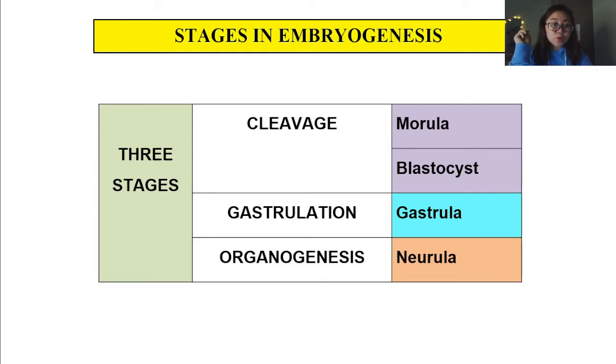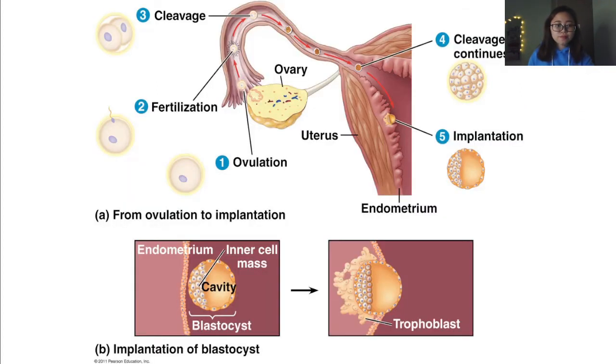You should also know that there are 3 stages in embryogenesis, which is cleavage stage, gastrulation stage, and organogenesis stage. And you can also see here what we call that developing embryo at each of the stage. Pada stage ini kita panggilnya apa? Stage ini kita panggilnya apa? And now let's learn about each of those stages.